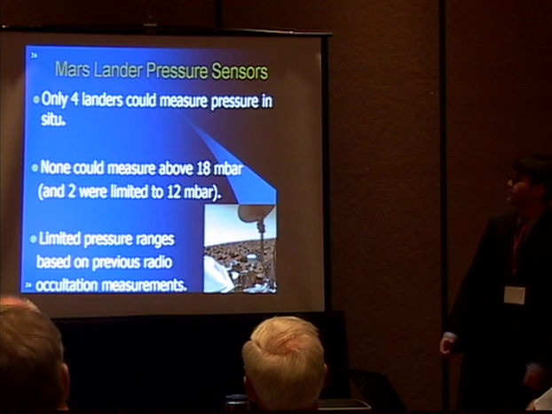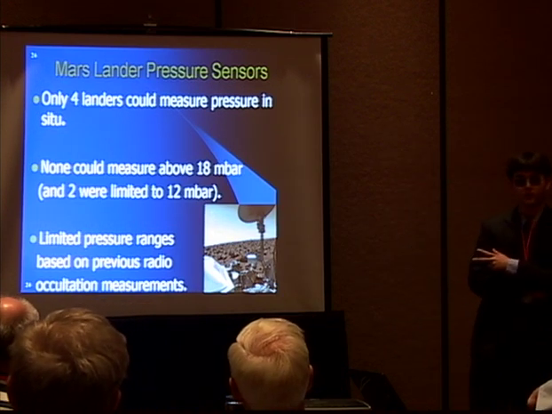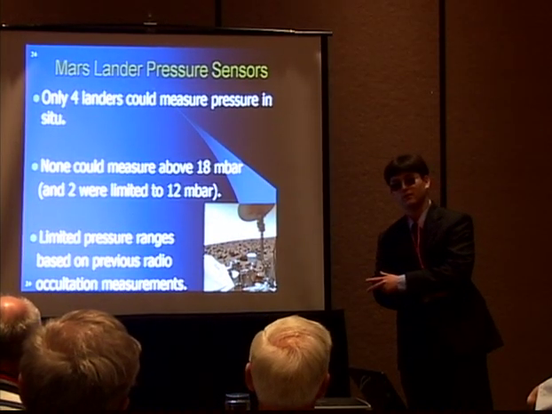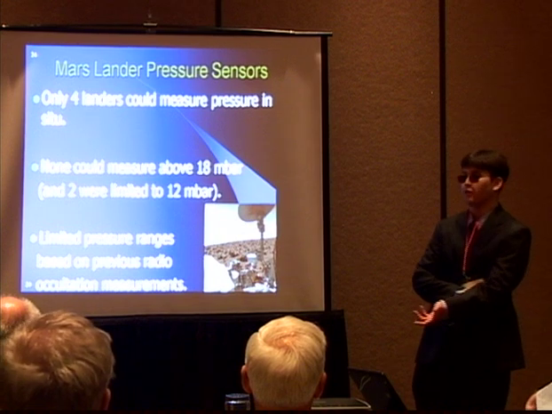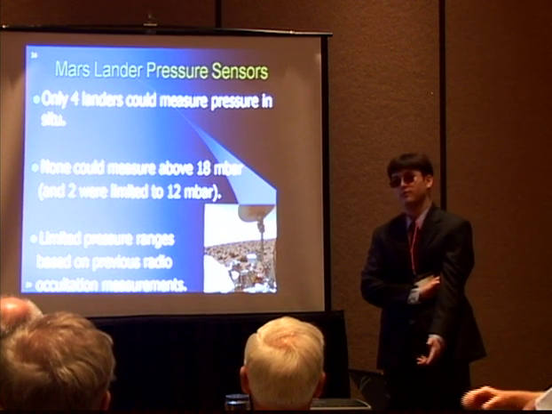Okay, landers. Only four landers could measure the pressure on the surface. None could measure 18 millibars. The last two are limited to 12. Now, the MSL lander coming up should be limited to about 11.5 millibars. So the range is going down over time. These ranges were based on radio occultation.